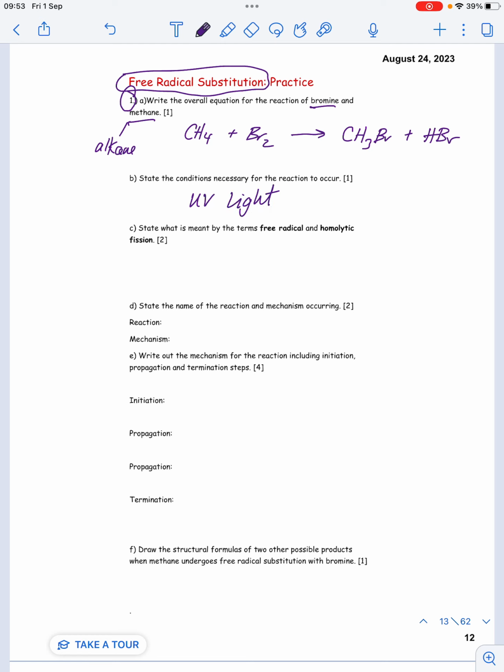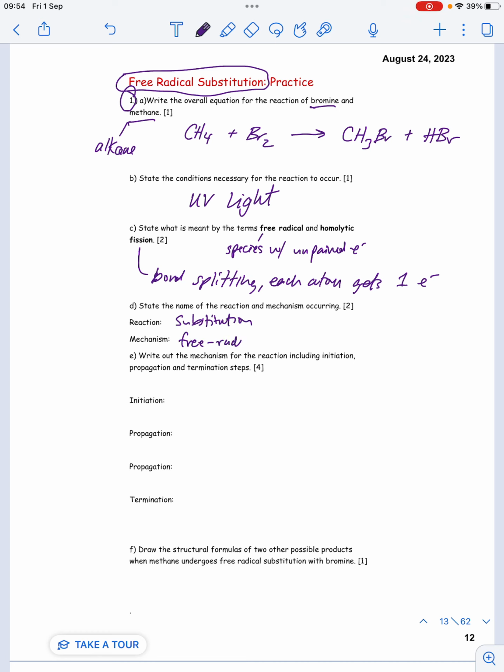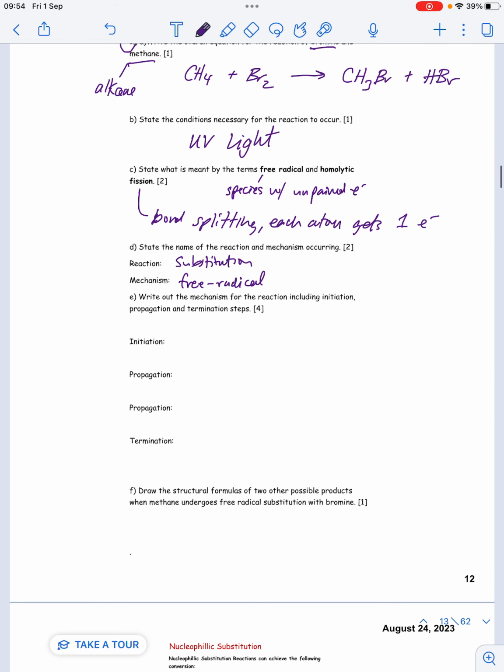The condition necessary is UV light. That's what causes the bromine to split apart and create free radicals. A free radical is a species with an unpaired electron. And homolytic fission means bond splitting. That's the fission part. And each atom gets 1 electron. So each of the atoms is going to get 1. That's how the radicals are created. The type of reaction that's occurring is substitution, and the mechanism is the free radical part.